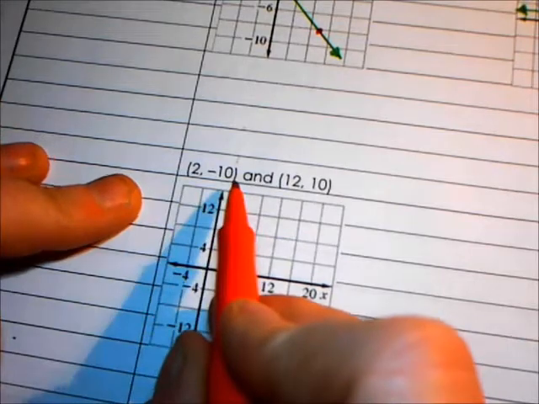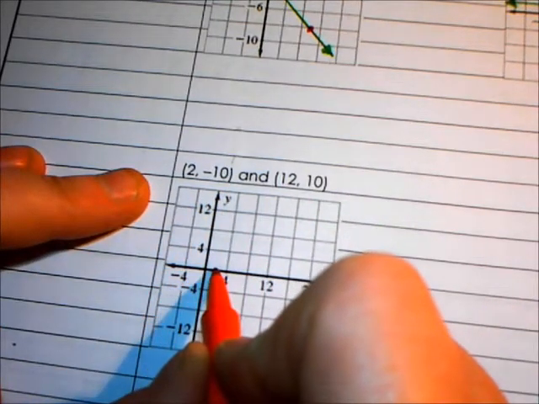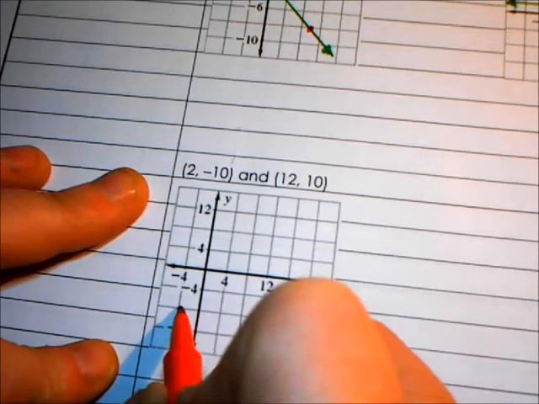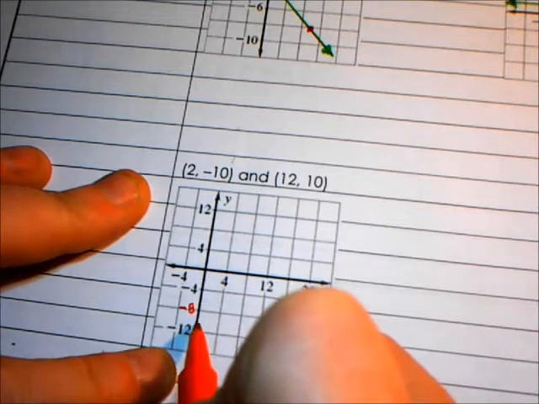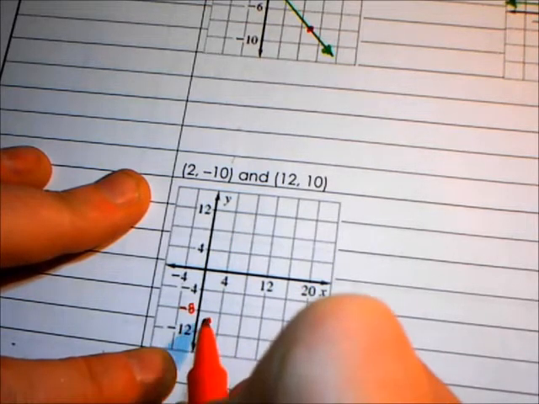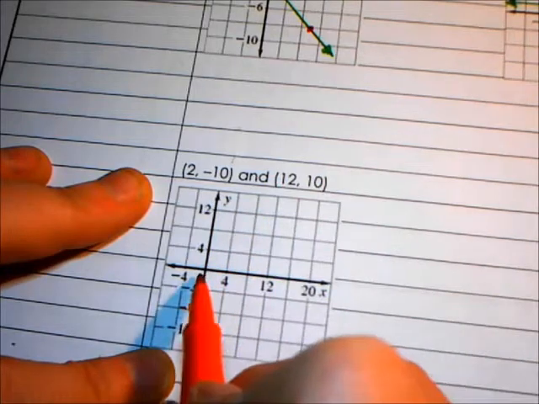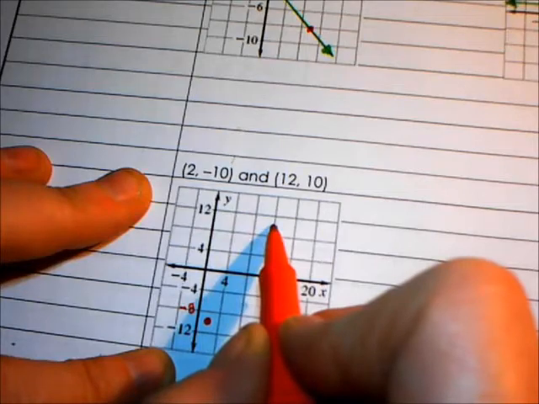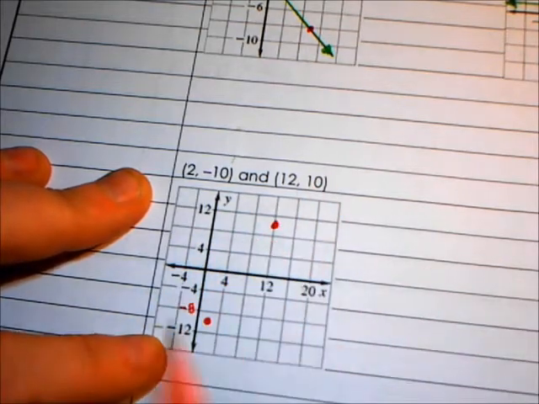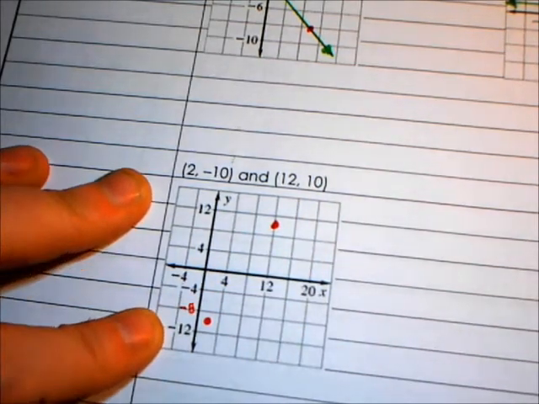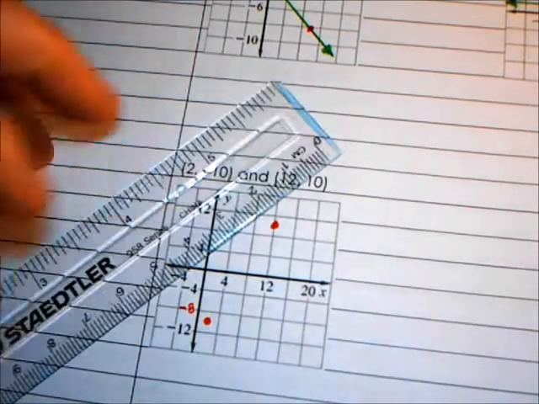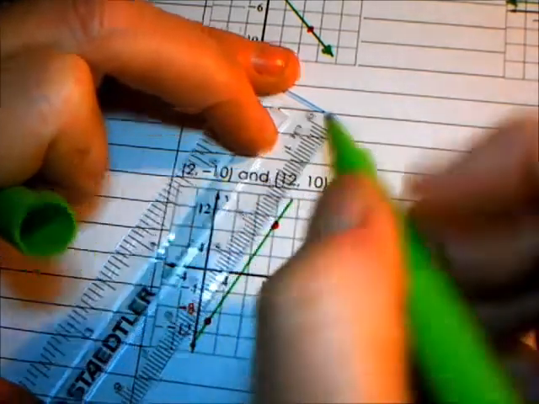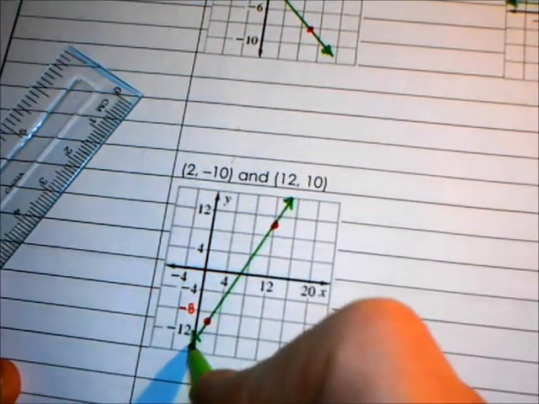It has 2 and negative 10. Oh, this is counted by 4s. So that means this is an 8. So 10 would be in the middle. Good lordy, that one's tough. And then 12, 2 for 12, and positive 10. 10 right there. Okay, and let me draw the line for this one. Make sure you have arrows.